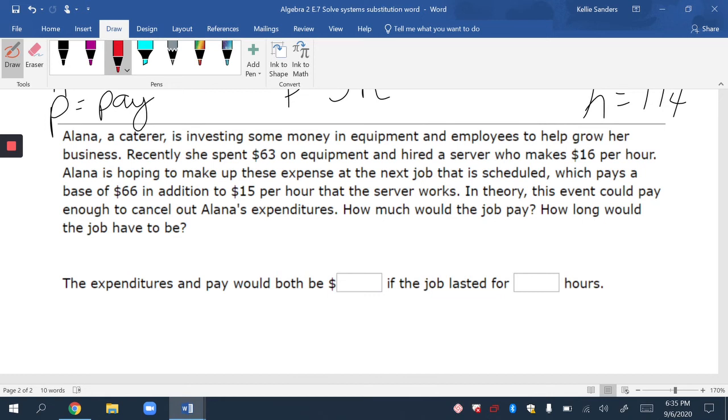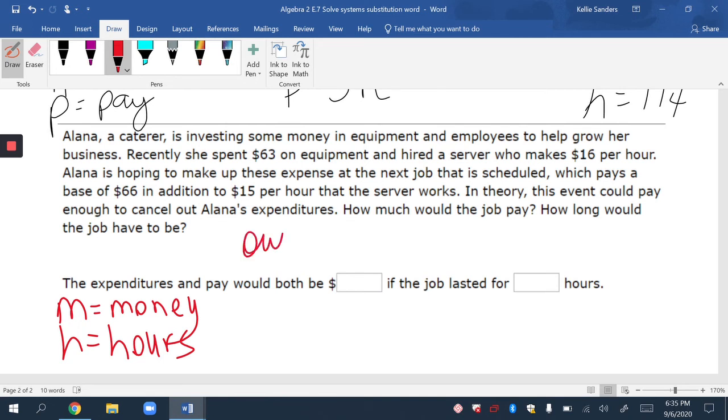So, expenditures and pay. So, trying to figure out what would be the. Let's just do M for money. H for hours. Okay, so what is she out? She is out. She spent $63.